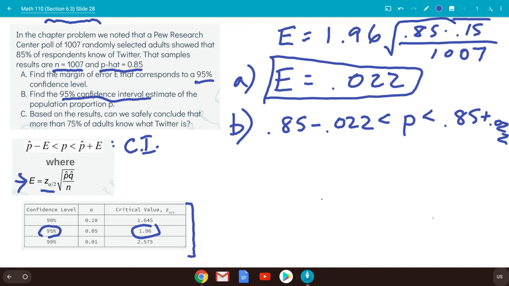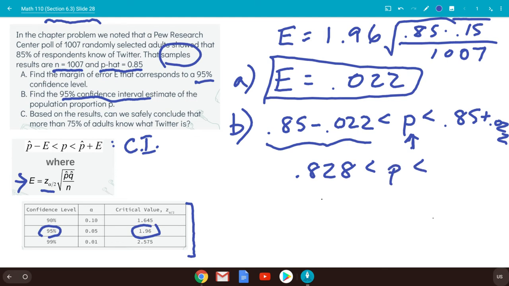P, again, is the population proportion. And all throughout statistics, we're using a sample to make a conclusion or an estimate about the entire population. And so when I simplify the left and simplify the right, the thing I'm going to be left with is the confidence interval. So when I subtract this, I have 0.828. And the other side, when I add it, I have 0.872. Again, in terms of percentages, this is about 82.8%, and this is about 87.2%.